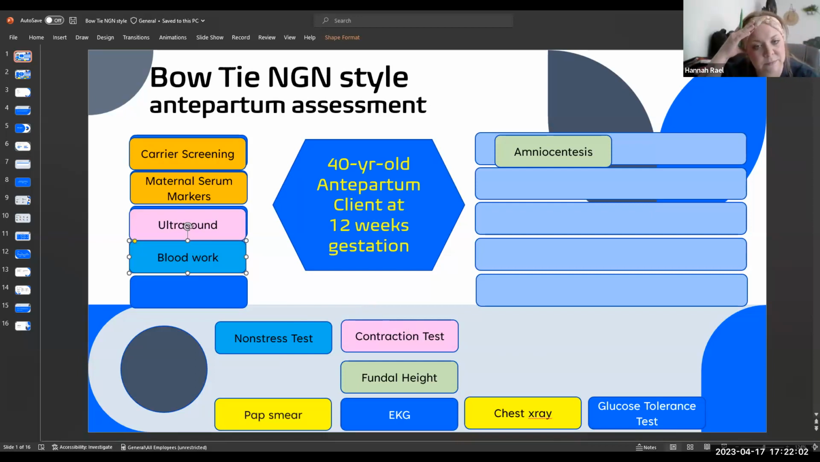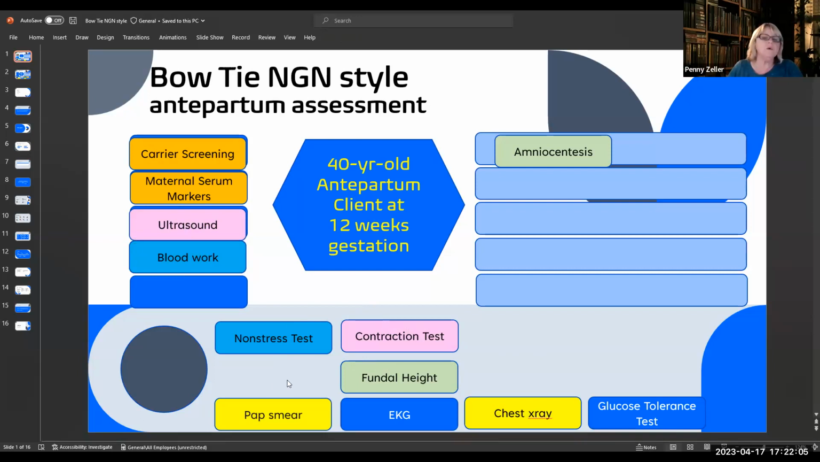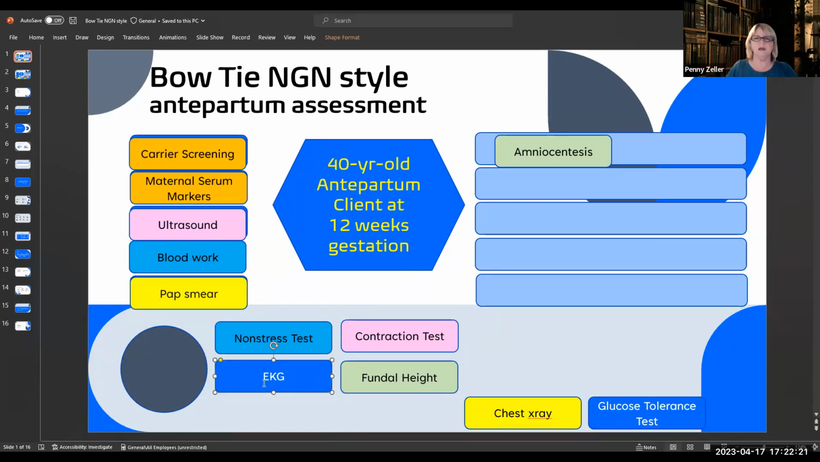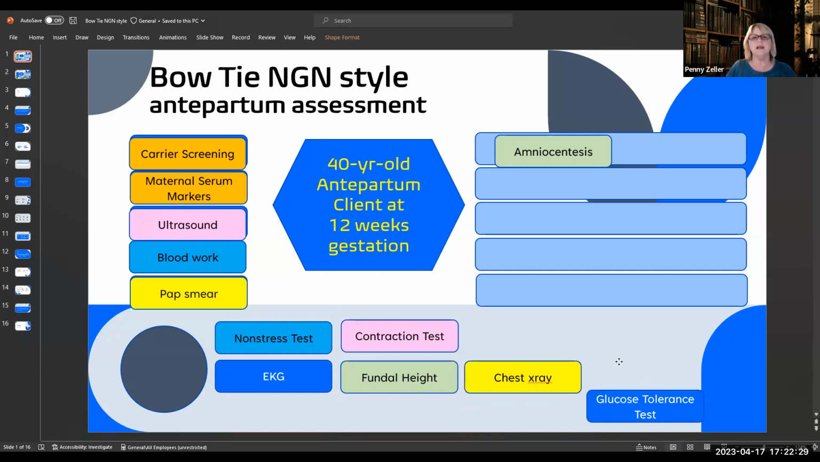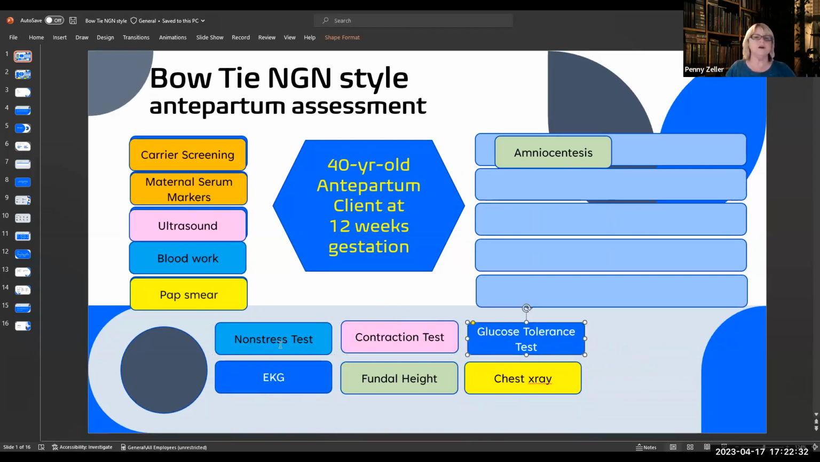It's not a pap smear, is it? If she hasn't had one in a while, we definitely need to do cultures. So we'll just put that up there and pretend like it's cultures. Okay. But the rest of this stuff we don't do on a 40-year-old. Now, if she had heart disease, yes, we would do an EKG. We could do a chest x-ray if she has some kind of lung disease. Glucose tolerance test is later. Contraction test and a non-stress test are late second and third trimester tests. Okay. So maternal serum markers.